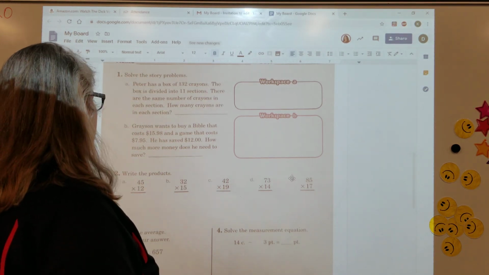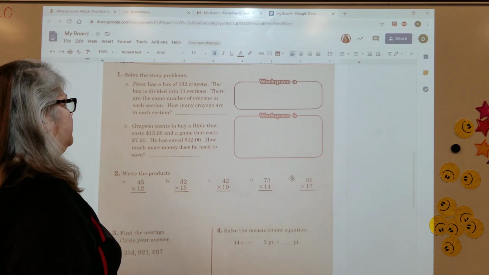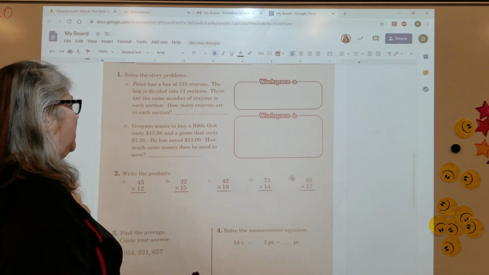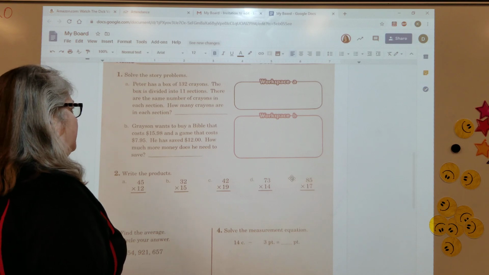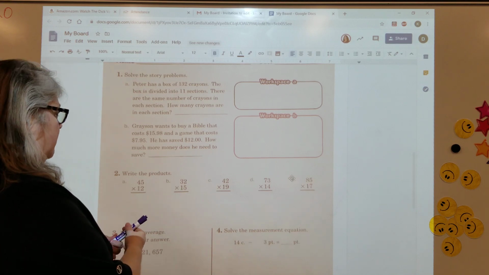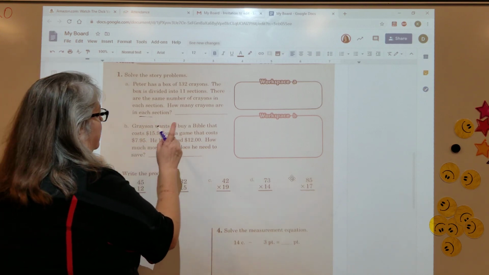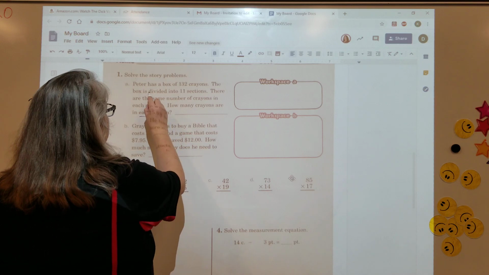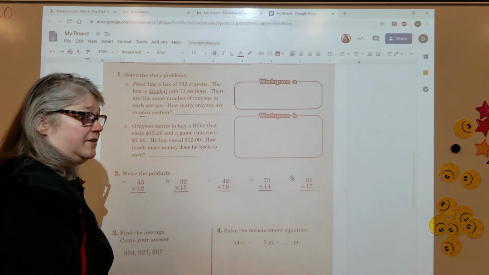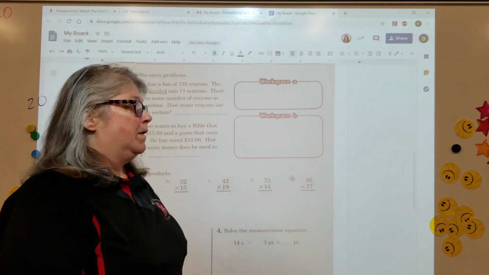Let's review this. Peter has a box of 132 crayons. The box is divided into 11 sections. There are the same number of crayons in each section. How many crayons are there in each section? So we want to know how many crayons in each. There's a clue word here that we can see is divided into. So that tells us right away that we're going to use the step of division.